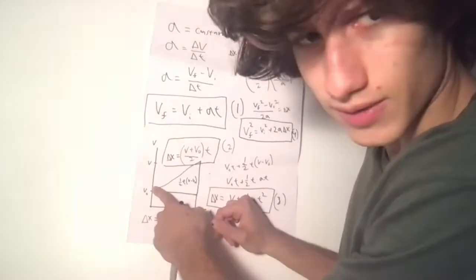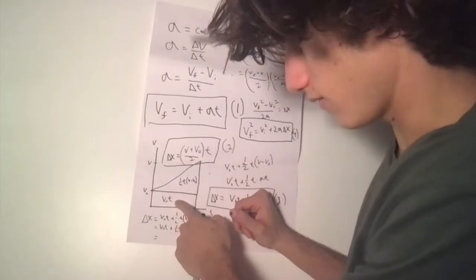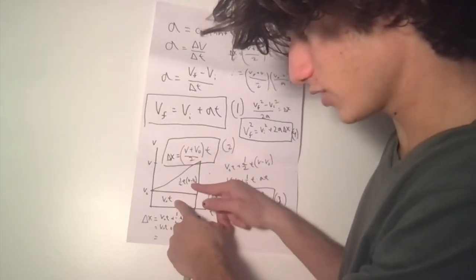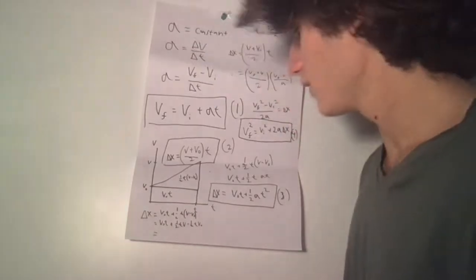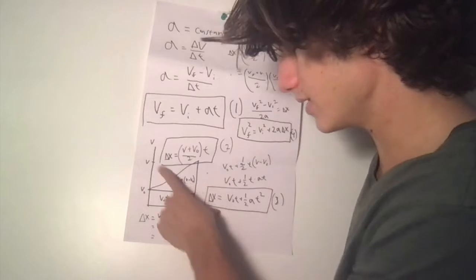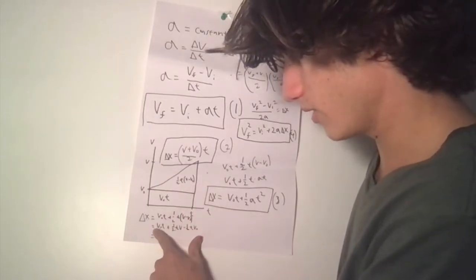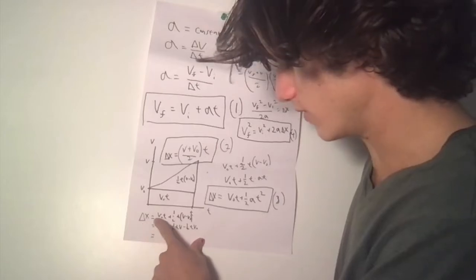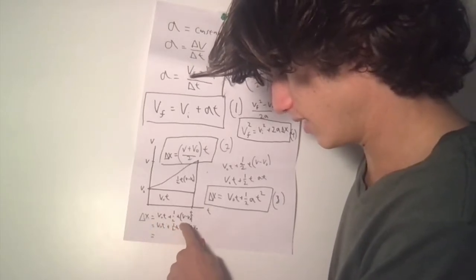Height is v0, length is t, area is v0 times t. And now we have this triangle to figure out. Well, we know a triangle is 1/2 base times height, so we have 1/2, the base is t, the height is v minus v0. Okay, so we can add them both together here, so we have displacement is equal to v0 times t plus 1/2 t times (v minus v0).